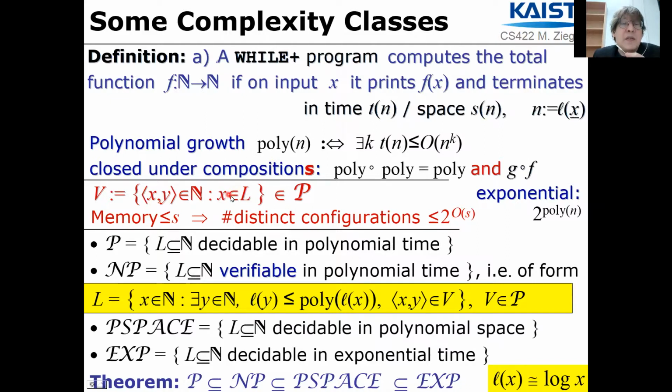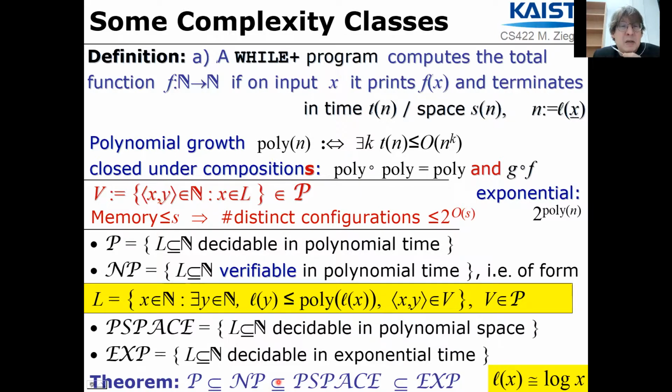Observe that this is polynomial time decidable because by hypothesis L is polynomial time decidable. We just take the input and throw away the y from the pairing function, and then invoke the algorithm, the while plus program, testing whether the rest belongs to L or not, which by hypothesis is possible in polynomial time. This means that this verifier is polynomial time decidable. Then we have rephrased L in this form, because whether there exists a witness or not, however long it is, does not change anything. It only amounts to the question whether x belongs to L, which is a tautology. So this proves the first inclusion.